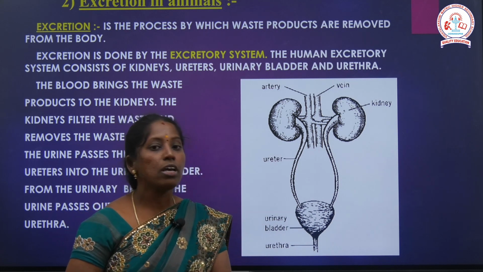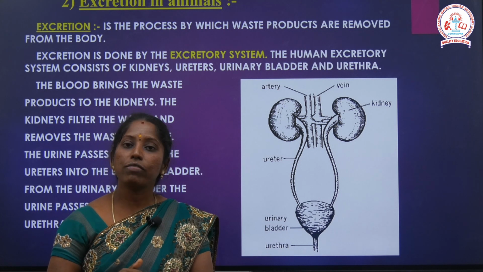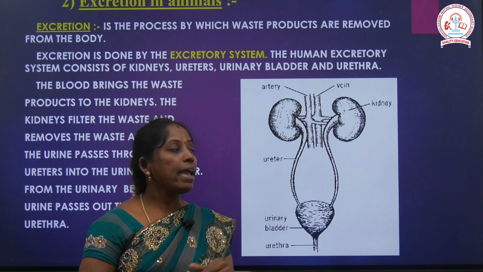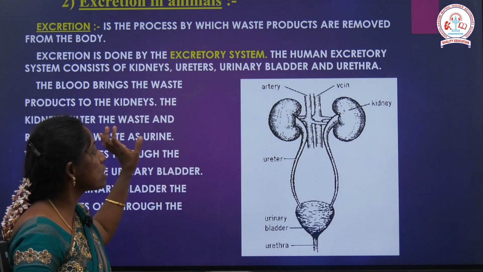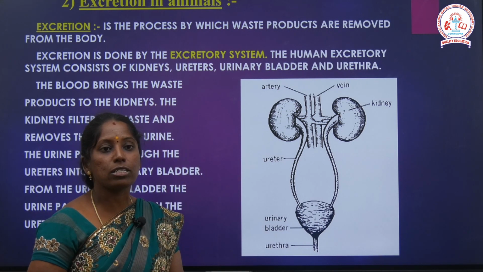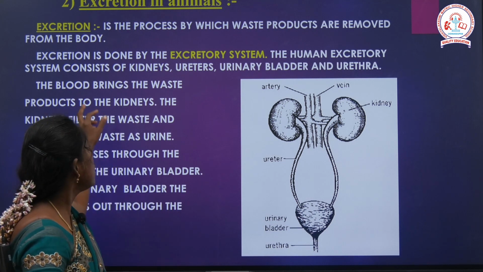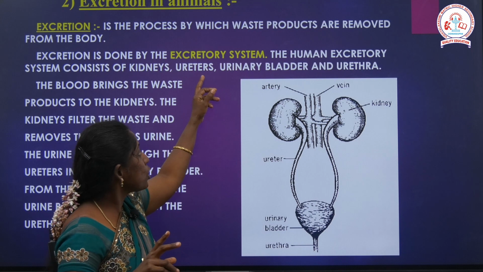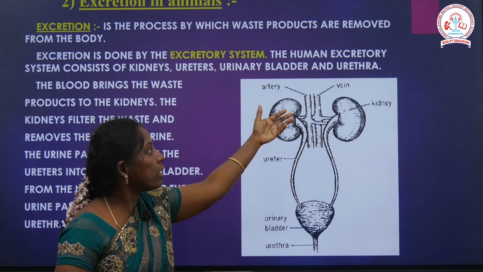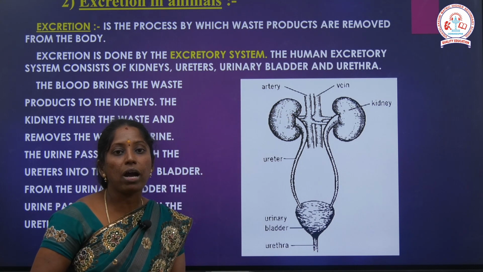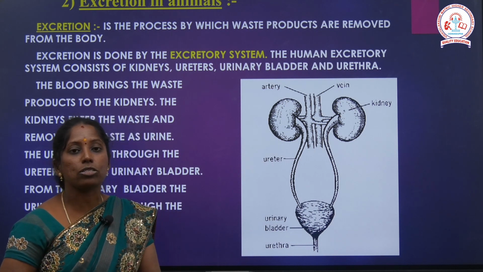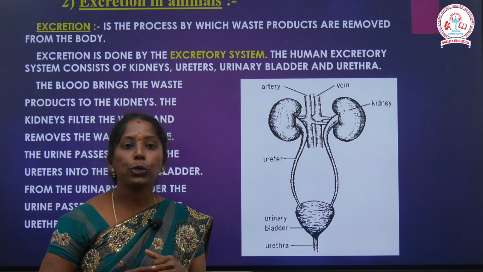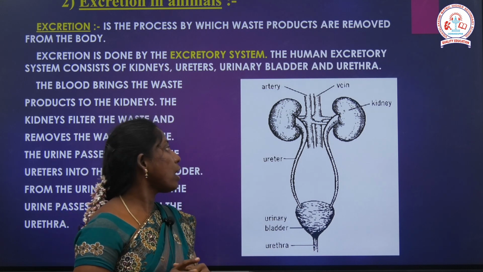What is excretion? The removal of waste from our body is called excretion. This excretion is done by the excretory system. What is the system called? The excretory system. This excretory system consists of kidneys. We have two kidneys. Then ureters, urinary bladder and urethra. So these are the parts in the excretory system. What are the parts involved in the excretory system? Kidneys, ureters, urinary bladder and urethra.